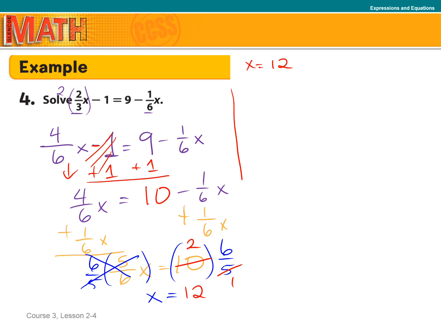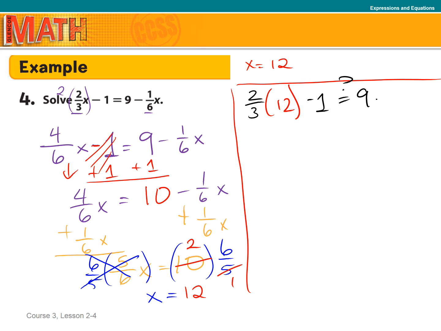Let's check it. So I have 2/3 times 12 minus 1. Does that equal 9 minus 1/6 times 12? All right, let's start by cross-canceling, because I know I can cross-cancel the 3 and the 12. 3 goes into 3 one time. 3 goes into 12 4 times. So I have 2 times 4, which is 8, minus 1. That's going to leave me with 7 on the left-hand side.